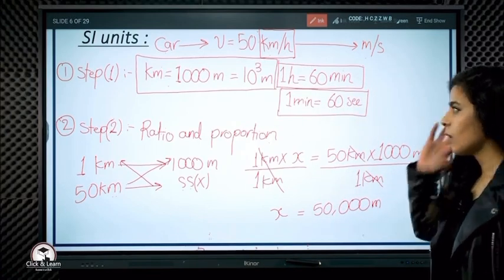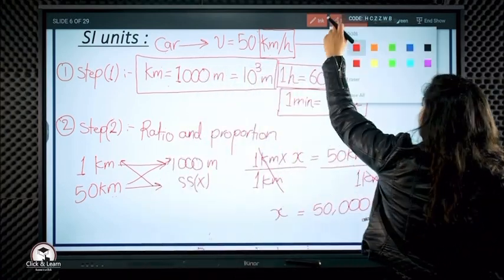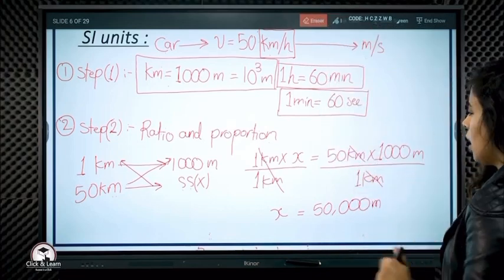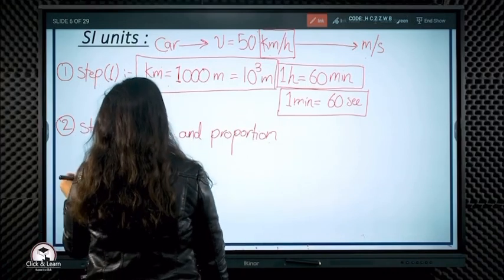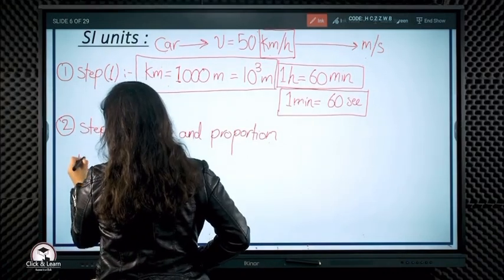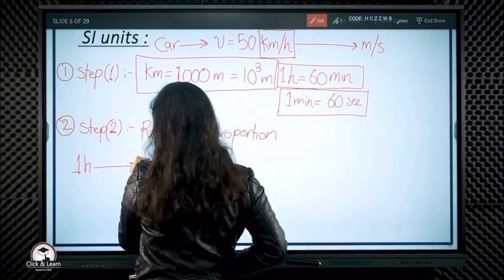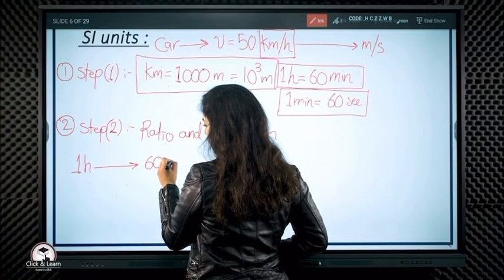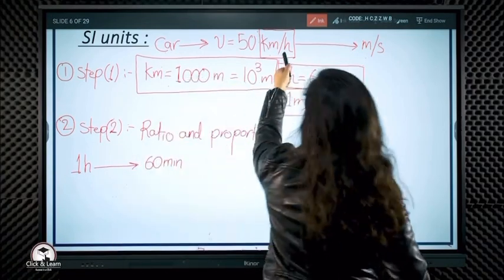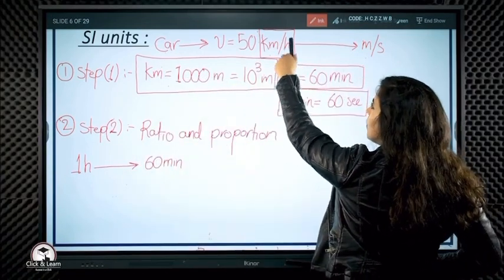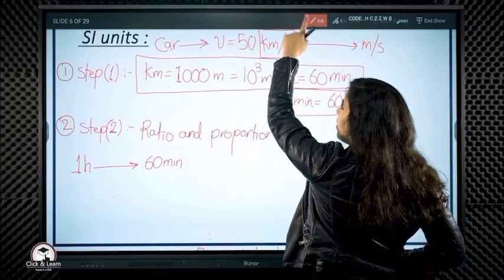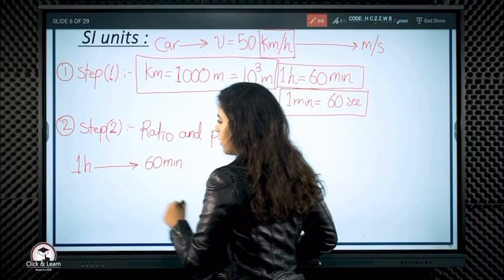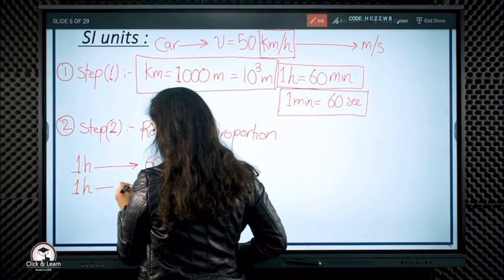Okay. So now I'm going to do the same thing for the time. So step number 2. Now for 1 hour, I'm going to say 1 hour is going to be equal to 60 minutes. Because it's 50 kilometers per 1 hour, I can read it as follows: 50 kilometers per 1 hour. So 1 hour is equal to 60 minutes.